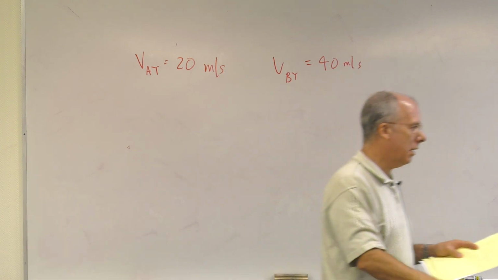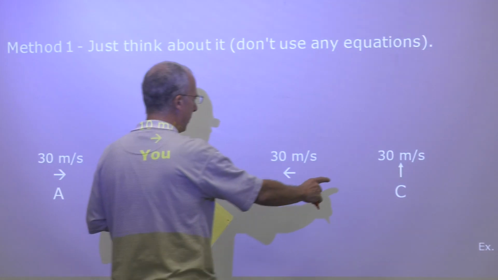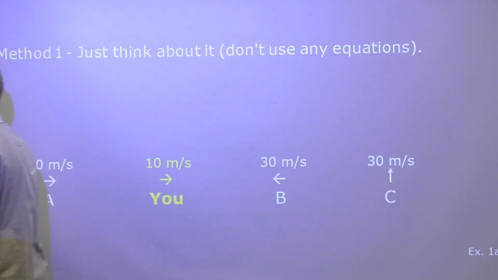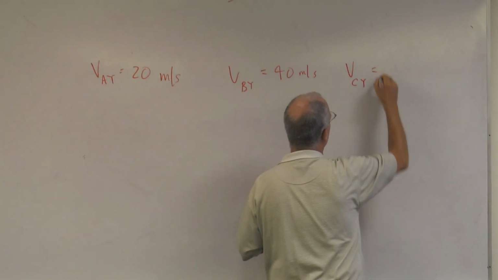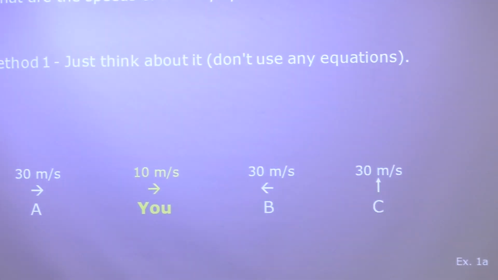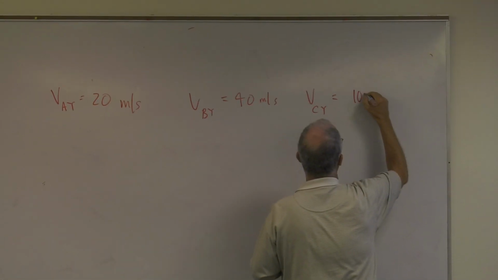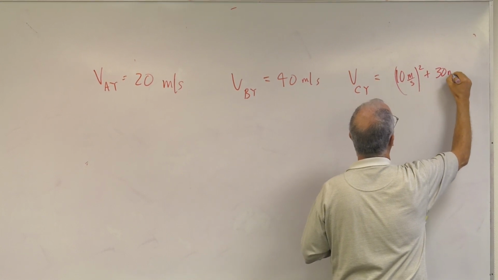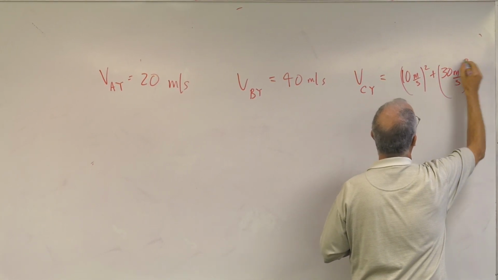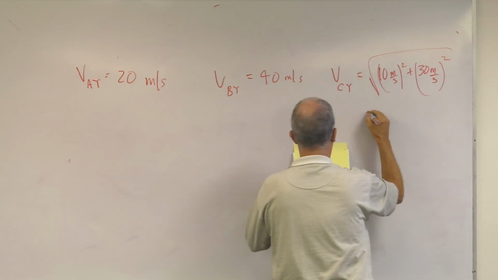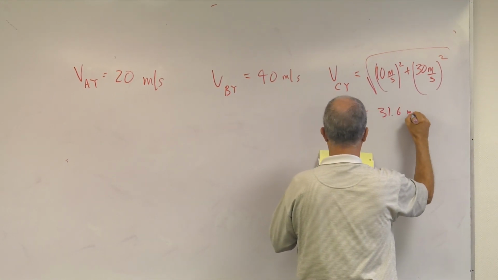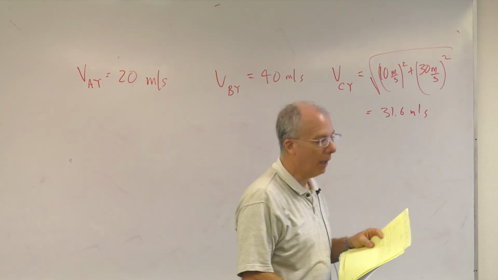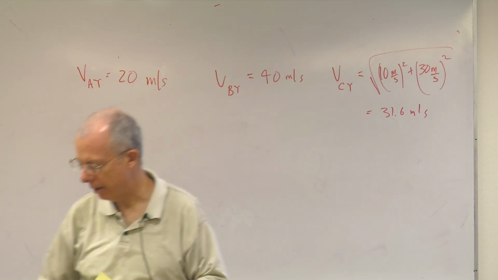Okay, now what's this crazy thing going to do? Well, it's the Pythagorean Theorem, right? So the velocity of C relative to you: there's going to be the 10 horizontally and the 30 vertically. So it's going to be the square root of 10 squared plus 30 squared, which is 31.6 meters per second. All right, so that should hopefully make a lot of sense since we talked about it in Physics 121.